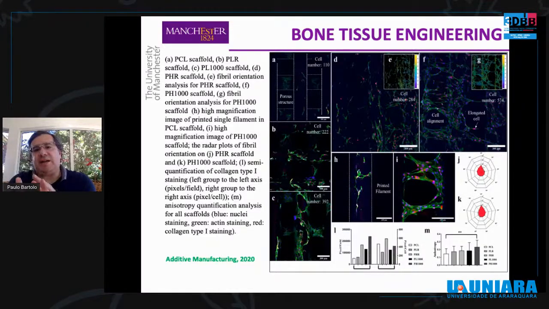We controlled the alignment of the fibers by increasing the rotational velocity in the electrospinning system, and by increasing the alignment of the fibers, we increase the cell anisotropy and a more organized cytoskeleton.